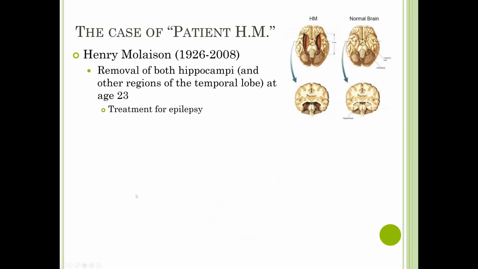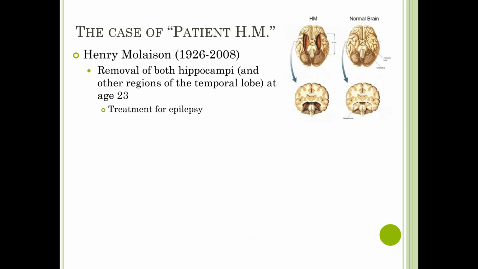So I briefly alluded to the case of patient HM. He is one of neuroscience's most famous patients. His name is Henry Molaison. We typically don't use patient names until after their death. So prior to his death in 2008, he was just called patient HM.